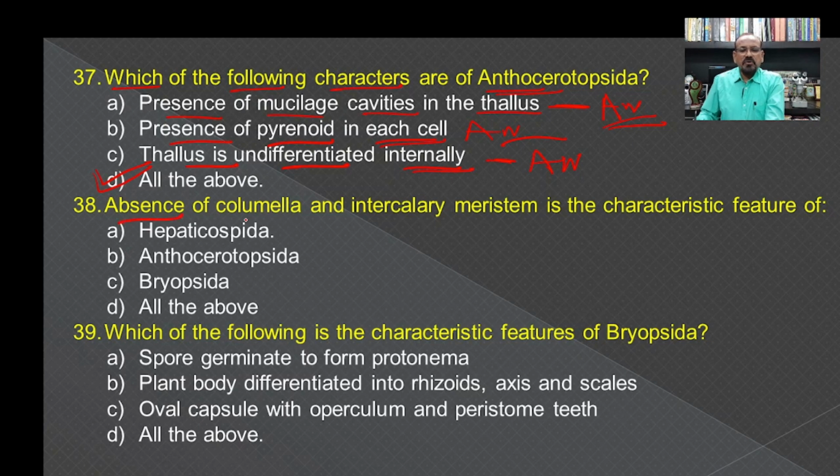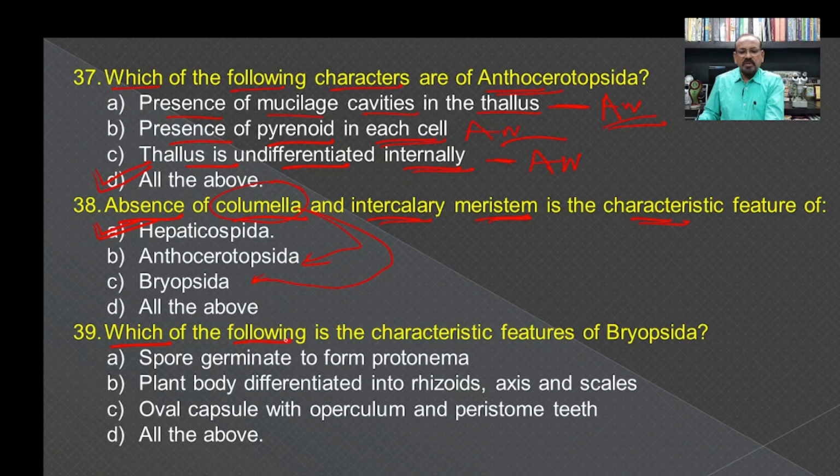Then absence of columella and intercalary meristem is characteristic feature of... So the columella is present in the Anthocerotopsida and even in the Bryopsida, but it is found to be absent in the Hepaticopsida, as we have seen in the sporophyte of the Marchantia.